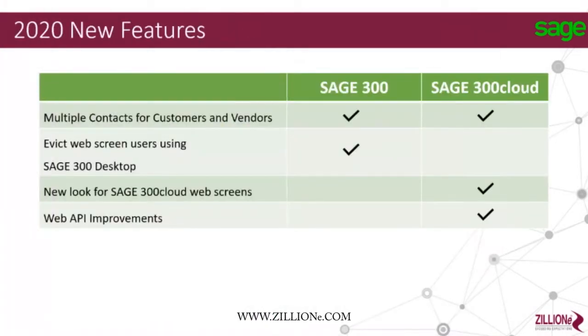So these are, in a nutshell, the features available in Sage 300 currently in 2020 and in Sage 300 Cloud. Multi-contacts for customers and vendors: yes, it's available in the Sage 300 desktop version and the cloud version. Evict web screen users is available in Sage 300. A new look for Sage 300 Cloud web screens. And web API improvements, now built in with the Sage 300 Cloud version.